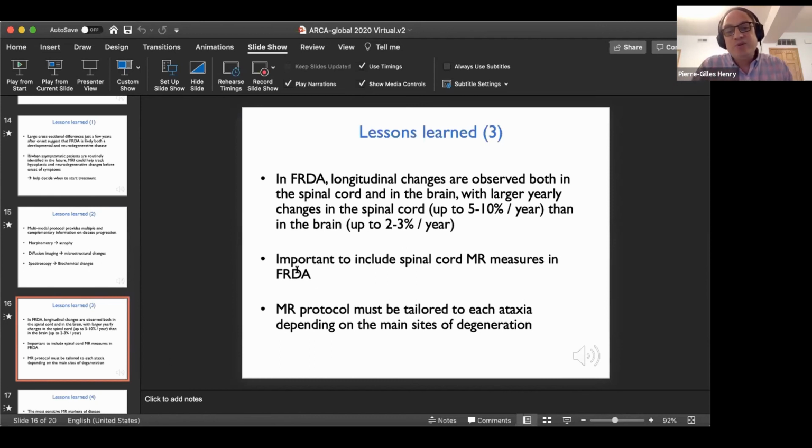But we think that it's important to include spinal cord MR measures as biomarkers in Friedreich's ataxia, not just the brain. And that shows that the MR protocol must be tailored to each ataxia depending on the main sites of degeneration.